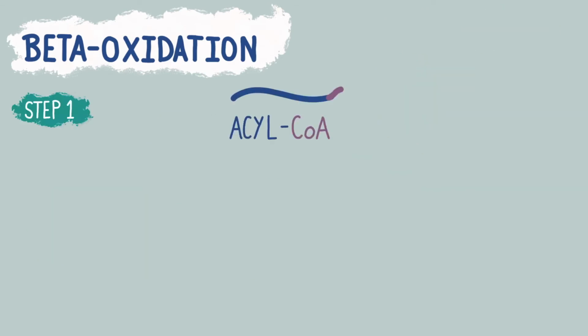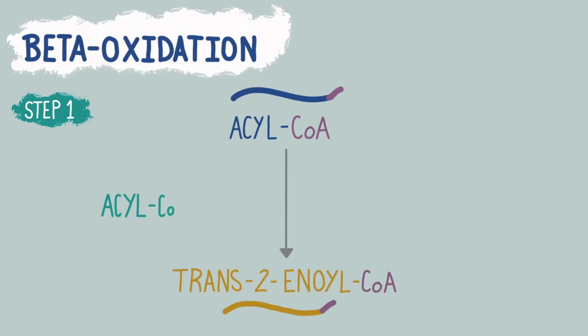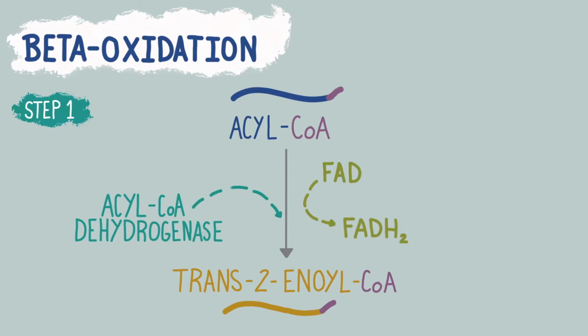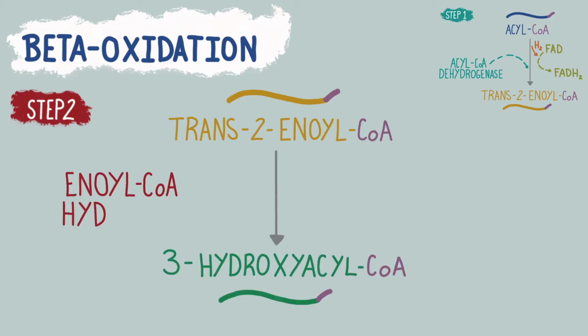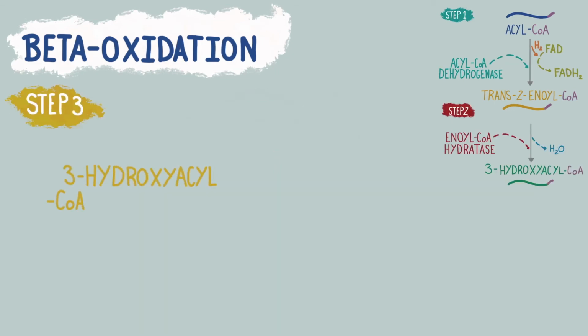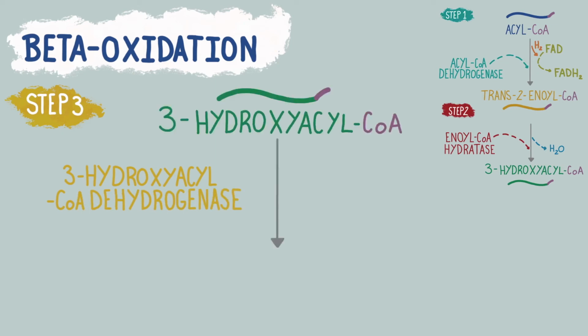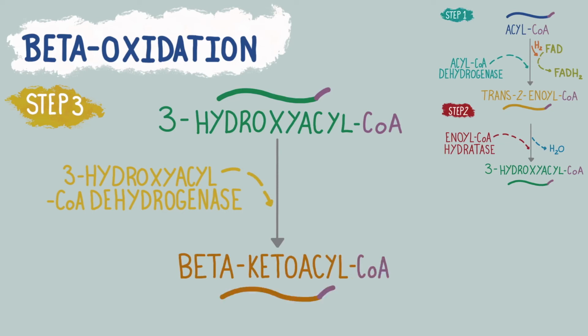In step 1, the long-chain acyl-CoA molecule is converted into trans-2-enoyl-CoA by the enzyme acyl-CoA dehydrogenase, which reduces FAD to FADH2 by accepting 2 hydrogen atoms. In step 2, the trans-2-enoyl-CoA molecule is converted to 3-hydroxyacyl-CoA by enoyl-CoA hydratase, which releases a water molecule. In the third step, the enzyme 3-hydroxyacyl-CoA dehydrogenase converts 3-hydroxyacyl-CoA into beta-ketoacyl-CoA, reducing NAD+ to NADH plus H.